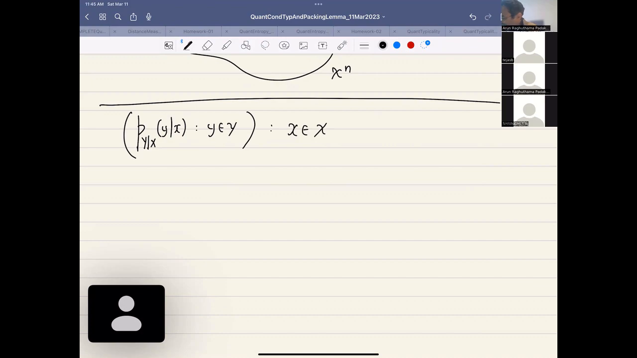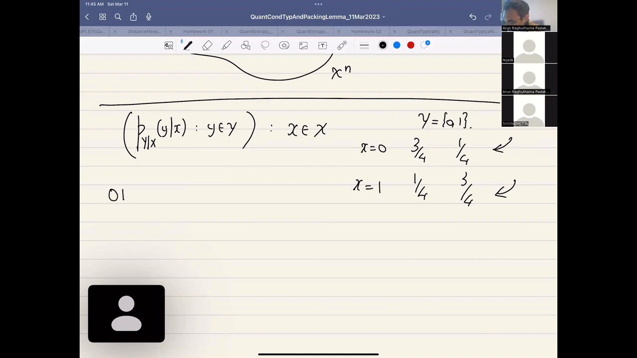So I give you an example. Y could be 0, 1. My first distribution will be 3 by 4, 1 by 4 on 0, 1. And the second distribution will be 1 by 4 and 3 by 4. So if X is 0, this is the distribution with which I'll pull Y. If X is 1, this is the distribution with which I'll pull Y. Okay. So I have two distributions.